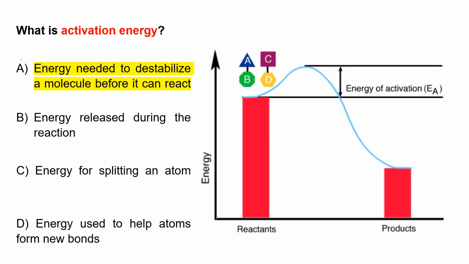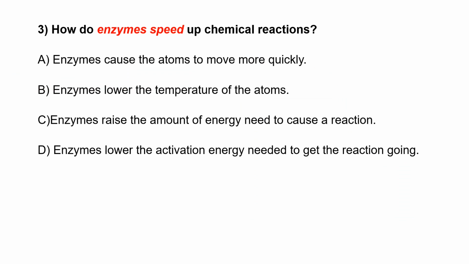So the answer, as we watched in the video, is A. So let's go with the next question. How do enzymes speed up chemical reactions? Enzymes cause atoms to move more quickly, so this is not the right one. Enzymes lower the temperature of the atoms, not the right one according to the video that we just watched. Enzymes raise the amount of energy needed to cause the reaction. Actually, it's the opposite. Enzymes lower the activation energy needed to get the reaction going. So this is the answer.